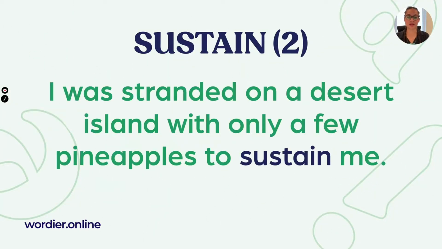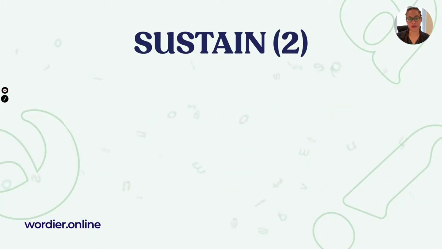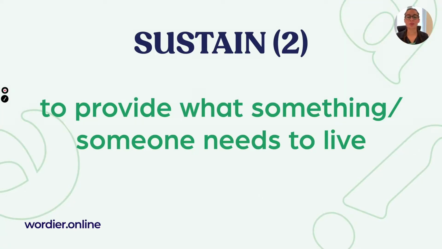And then our second example sentence is, I was stranded on a desert island with only a few pineapples to sustain me. So again, it's to keep hold, keep you going. And by the way, if you get some food to sustain you, that is called sustenance. So we just change the tain to ten. Now, our definition here is to provide what someone or something needs to live, to sustain them.